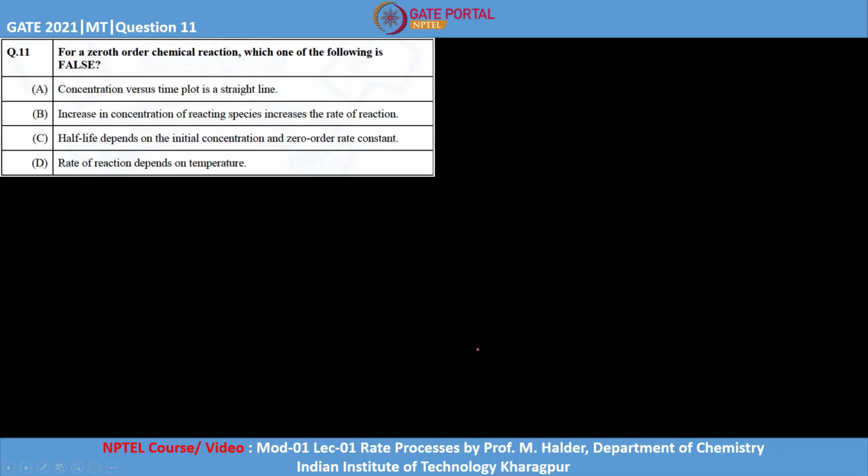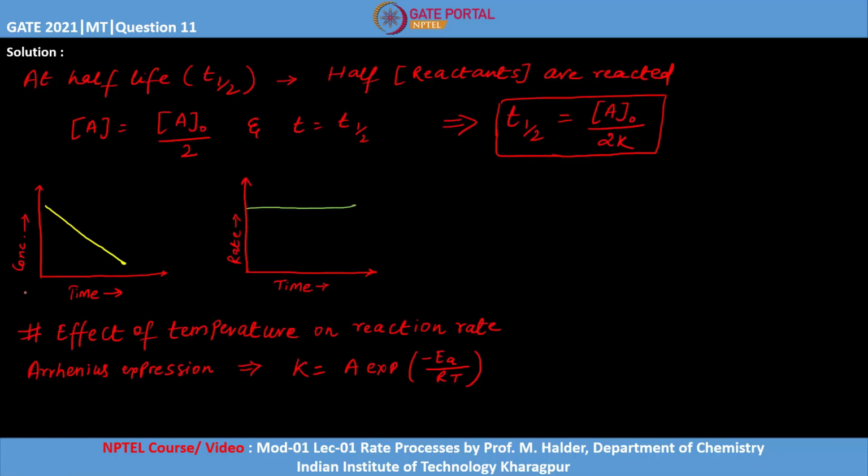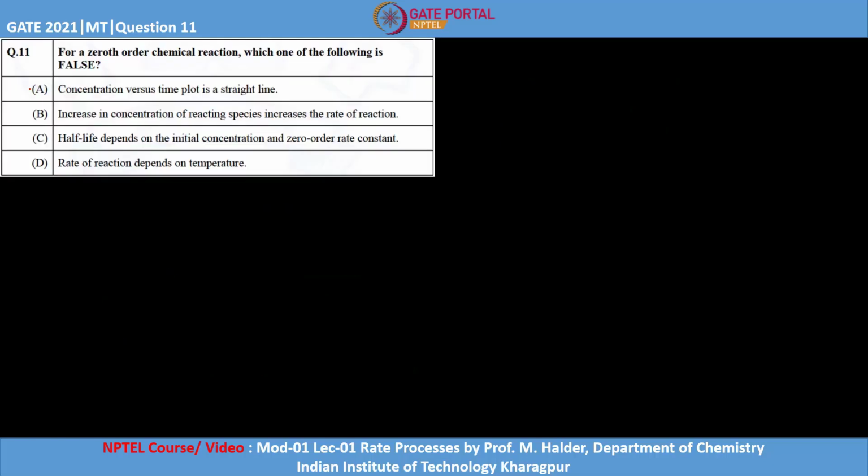So the option A says the concentration versus time plot is a straight line, and we have already seen this concentration versus time plot is a straight line. So option A is correct. Option B, which says increase in concentration of reacting species increases the rate of reaction. But we have seen that for a zero order reaction, the rate of reaction is independent of reacting species. So this statement is false.